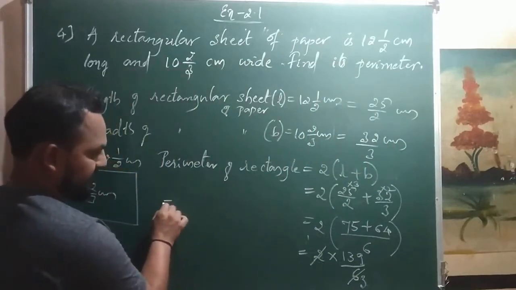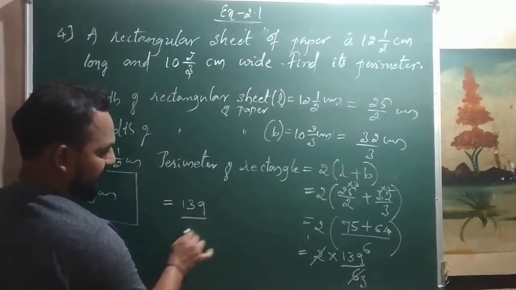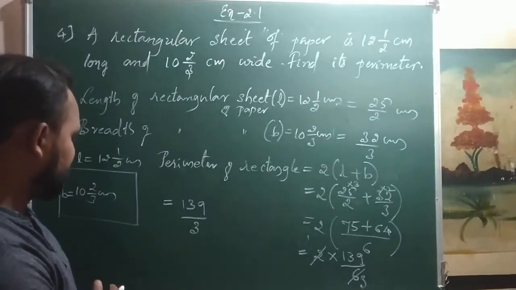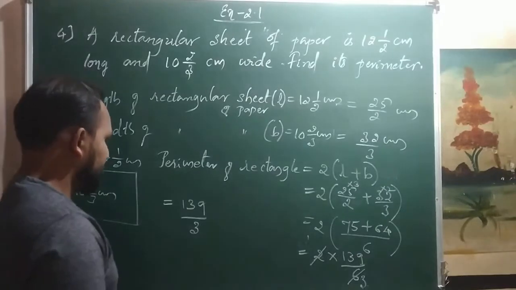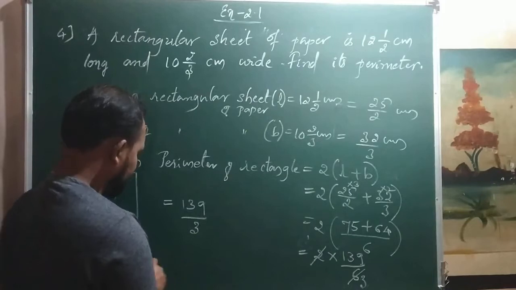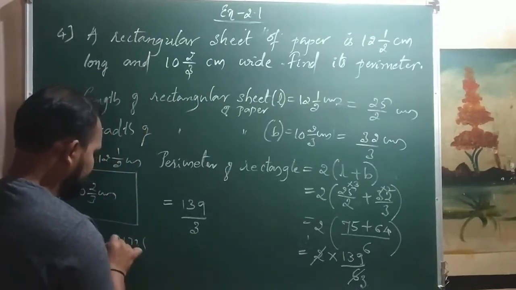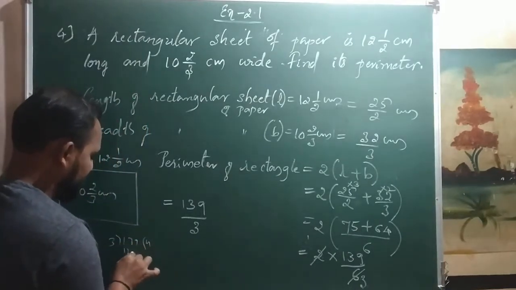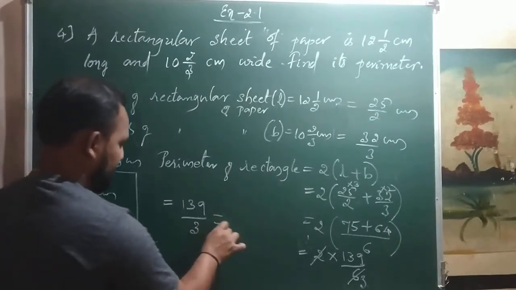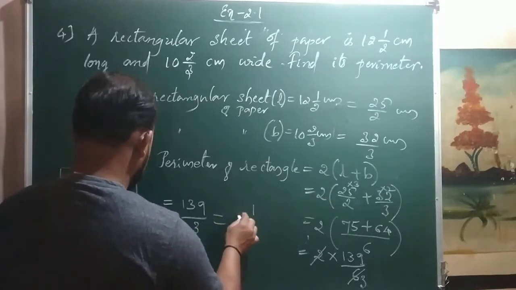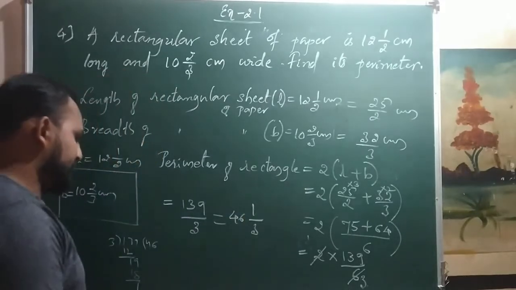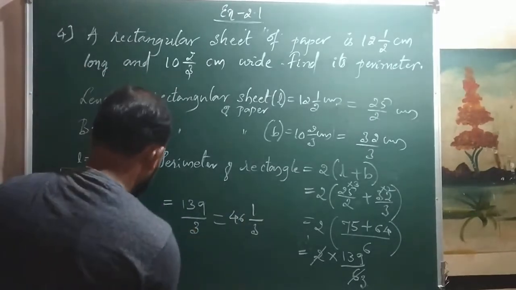So the answer is 139/3. Write it in the simplest form. 3 fours are 12, 3 sixes are 18, so 139/3 is 46 1/3. This is the perimeter.